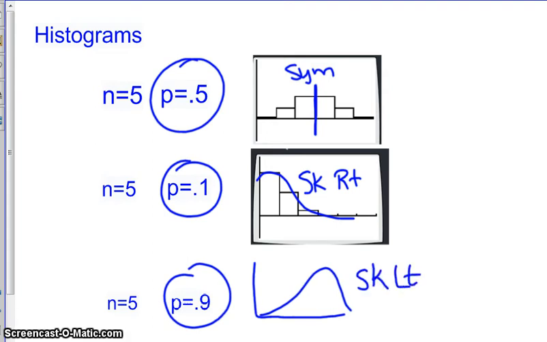Reason being, low probability, okay, likely that we're not going to have a lot of successes. High probability, we probably will have a lot of successes. We're more likely to have more successes.